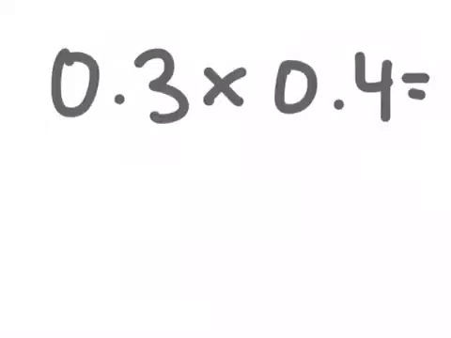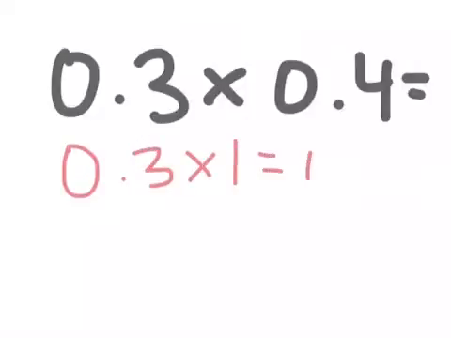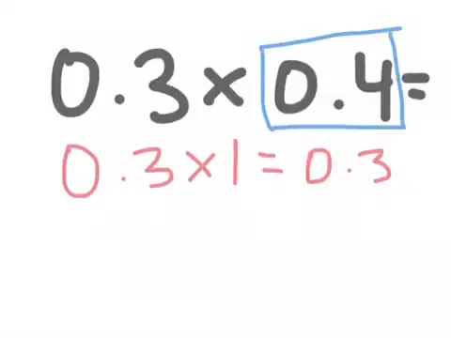So going back to our original number, 3/10 times 4/10, let's have a look. I know that if I had 3/10 times 1 whole, my answer would be 3/10. But I'm not even multiplying my 3/10 by 1 whole. I'm multiplying it by a number that's smaller than 1. So I know my answer has to be smaller than 3/10.